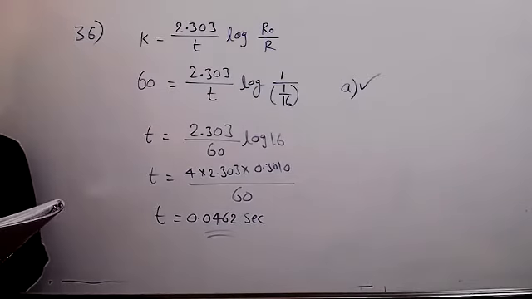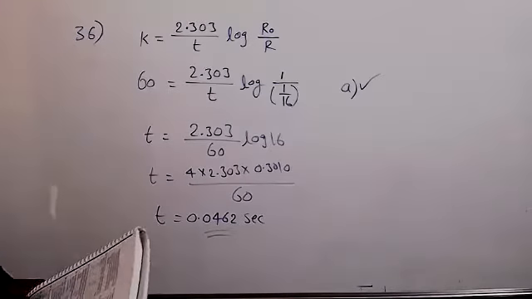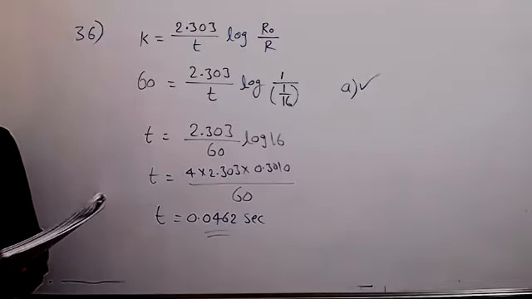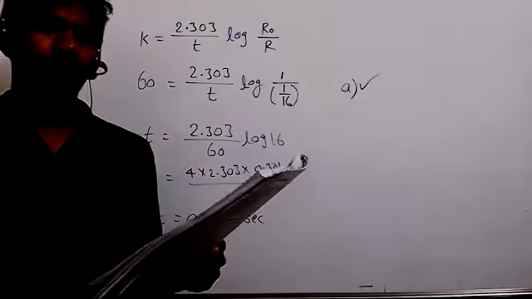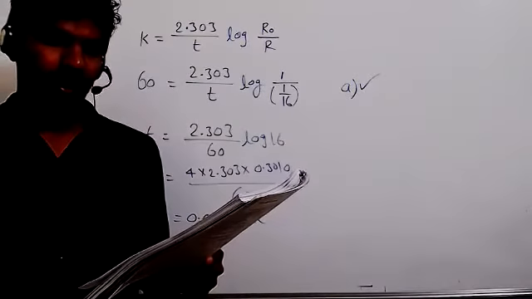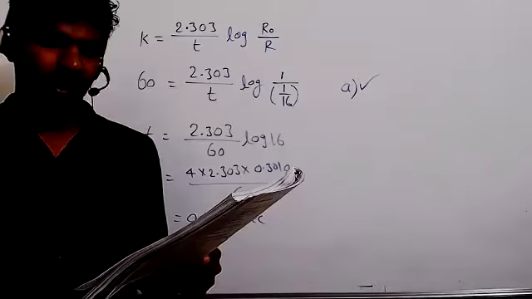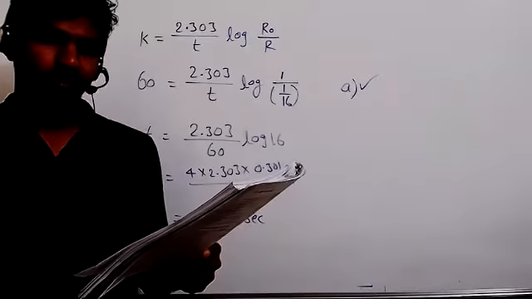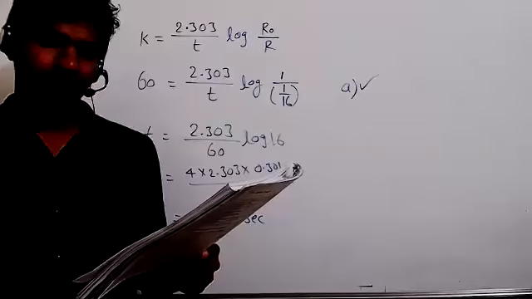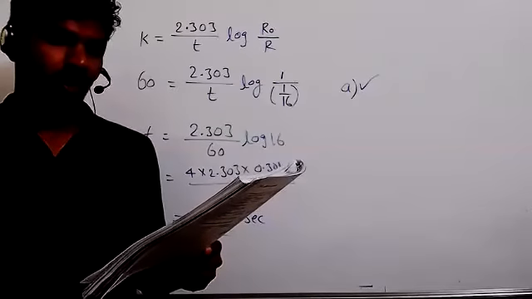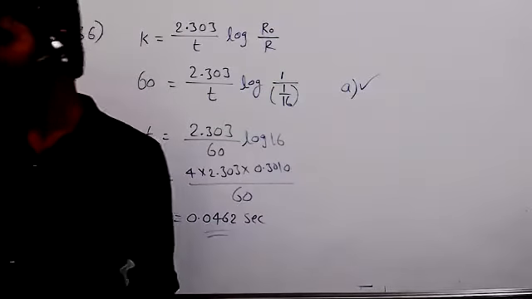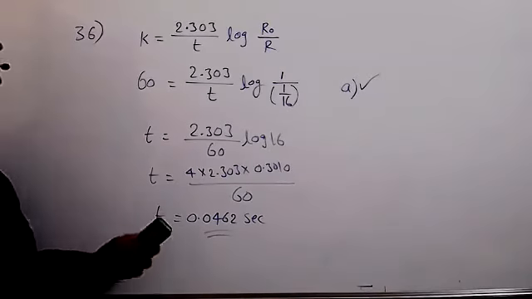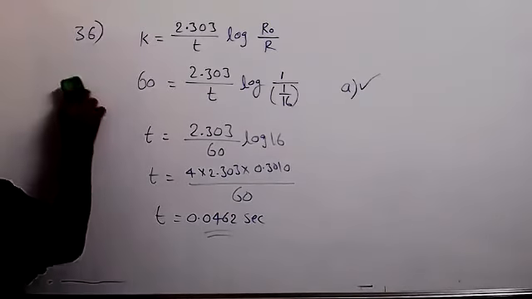Okay, next 37. See, the half-life of two samples are 0.1 and 0.8 seconds. Their respective concentrations are 400 and 50 respectively. The order of the reaction is, so we have to calculate order. We know the relation between order of reaction and half-life.